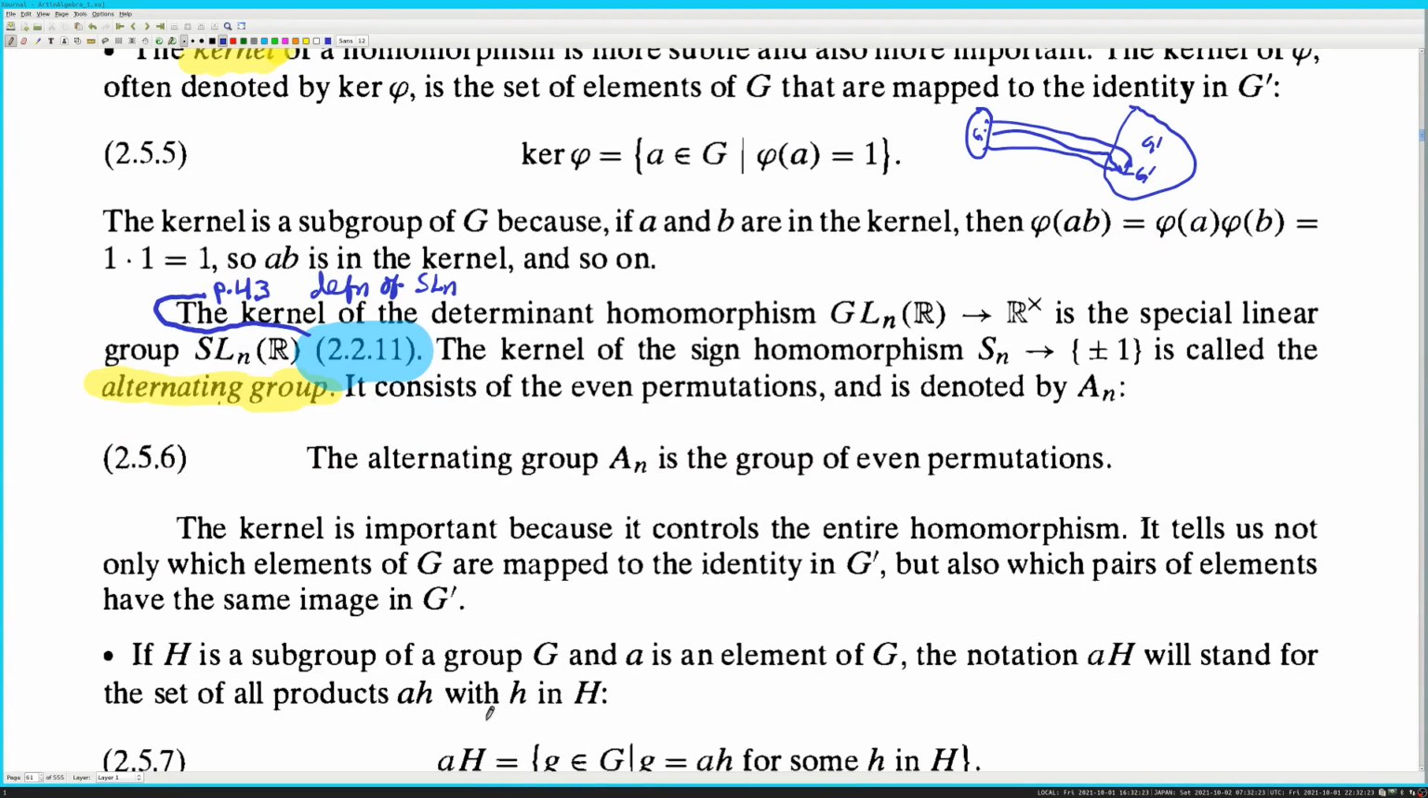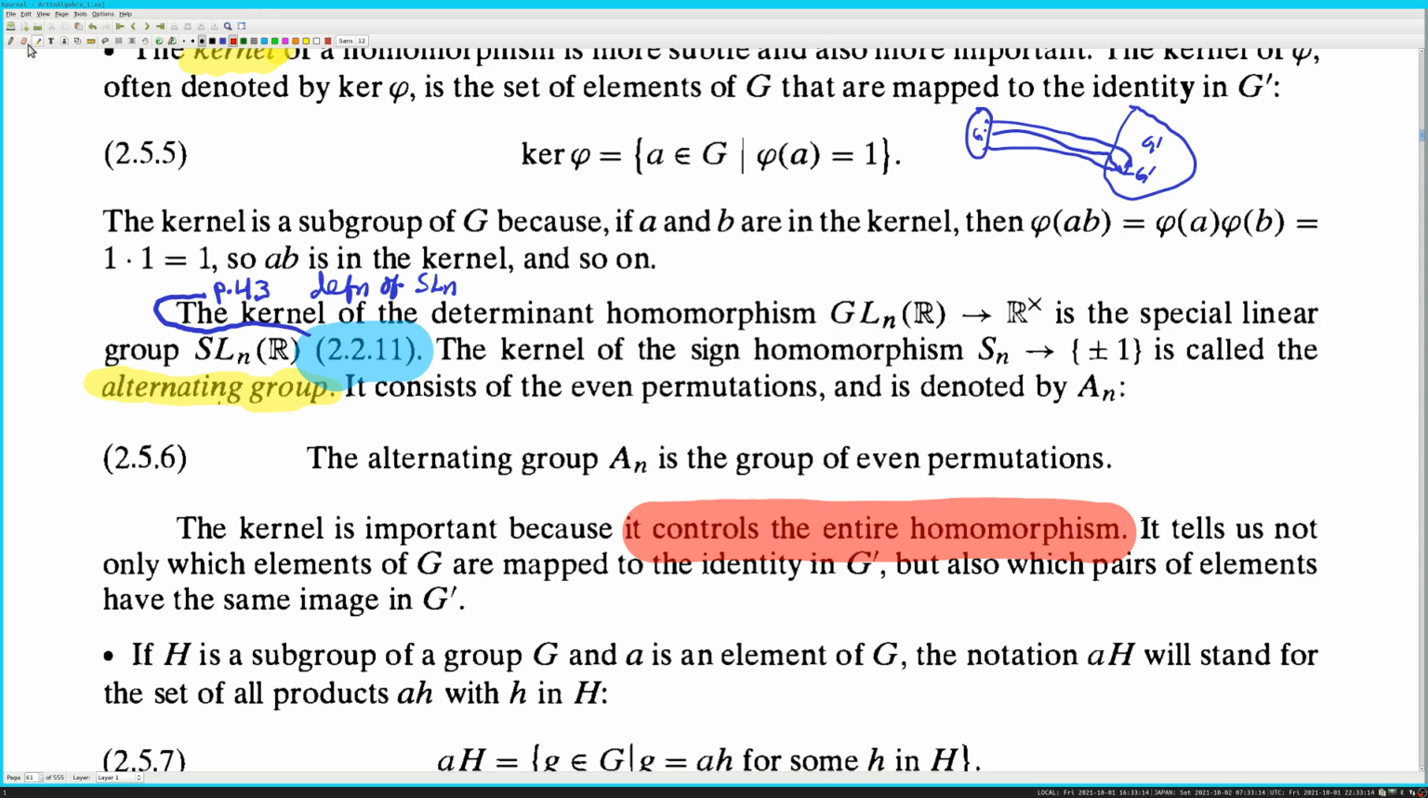The kernel is important because it controls the entire homomorphism. It tells us not only which elements of G are mapped to the identity in G prime, but also which pairs of elements have the same image in G prime. Let me read that again. It controls the entire homomorphism. That's quite an interesting claim. Controls the entire homomorphism. I'm going to mark that in red.